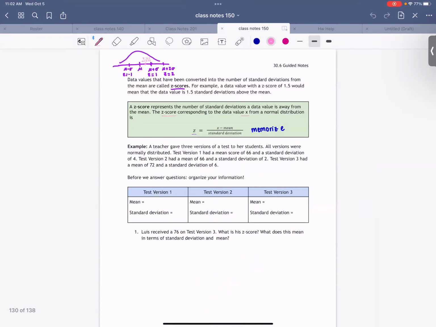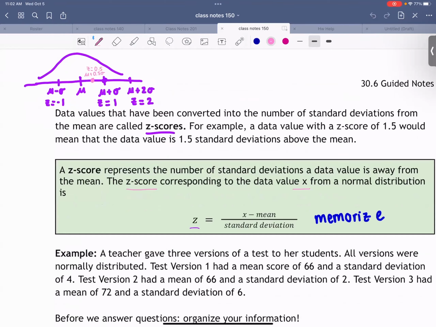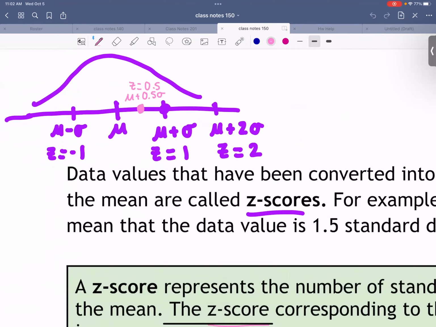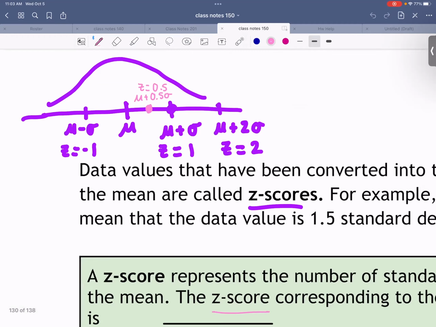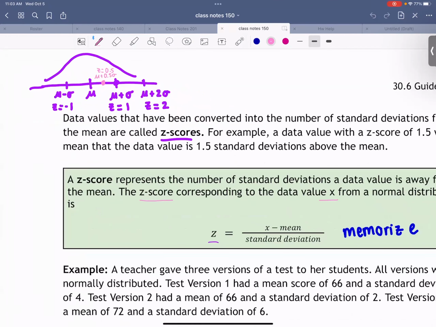Okay, so that was really useful for us, but unfortunately, the 68, 95, 99.7 rule doesn't apply when we're not looking within 1, 2, or 3 standard deviations away from the mean. Sometimes we're 0.5 standard deviations above the mean. Sometimes we're 1.7 standard deviations below the mean. And that's where this thing called the z-score comes along. Before I go over this formula, let's do a little review.